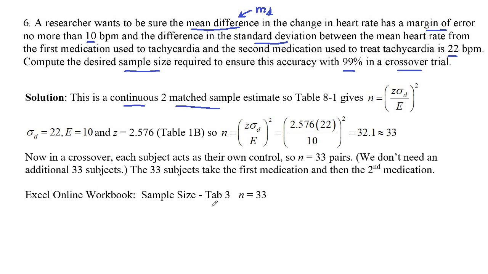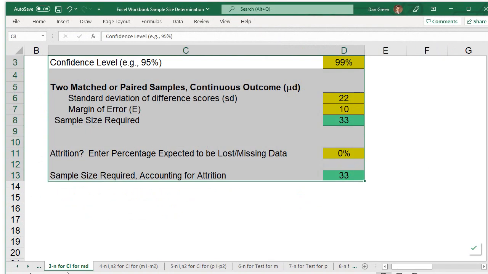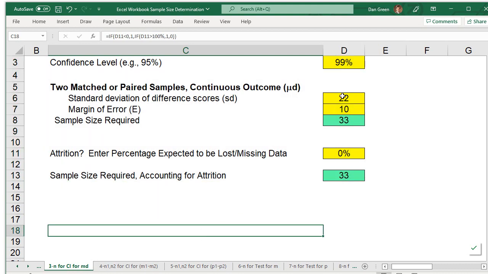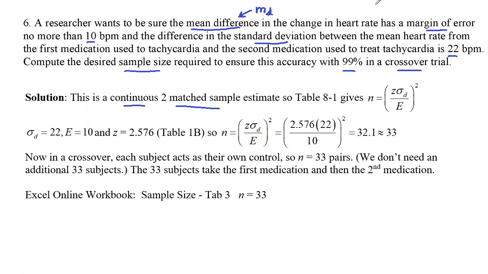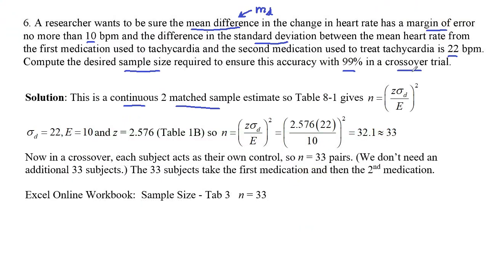Now, if we want to do this in the Excel online workbook, we'll use tab 3. So tab 3, come back here, that's confidence interval for mean difference. So M sub D. So we want 99% confidence, margin of error 10, sigma 22. So standard deviation of the difference 22 there, margin of error 10, and we can see our 33 sample size required there. And that's this 33. So it does agree with what we did by hand.